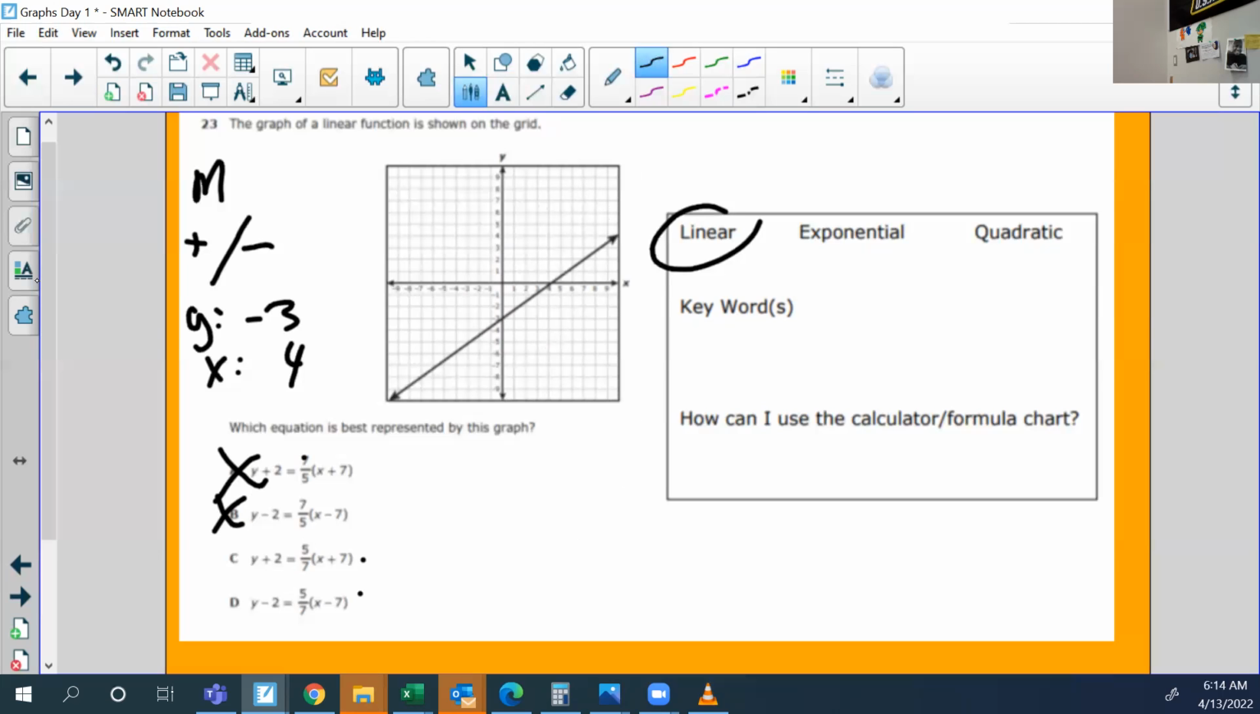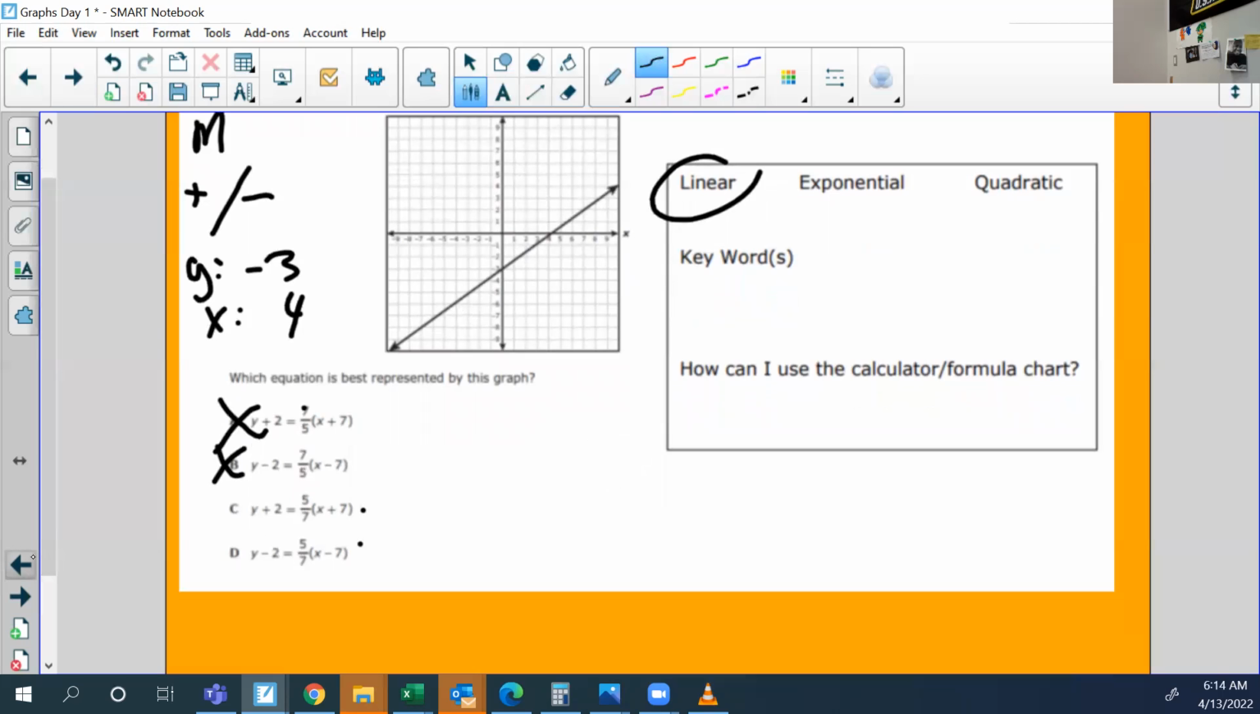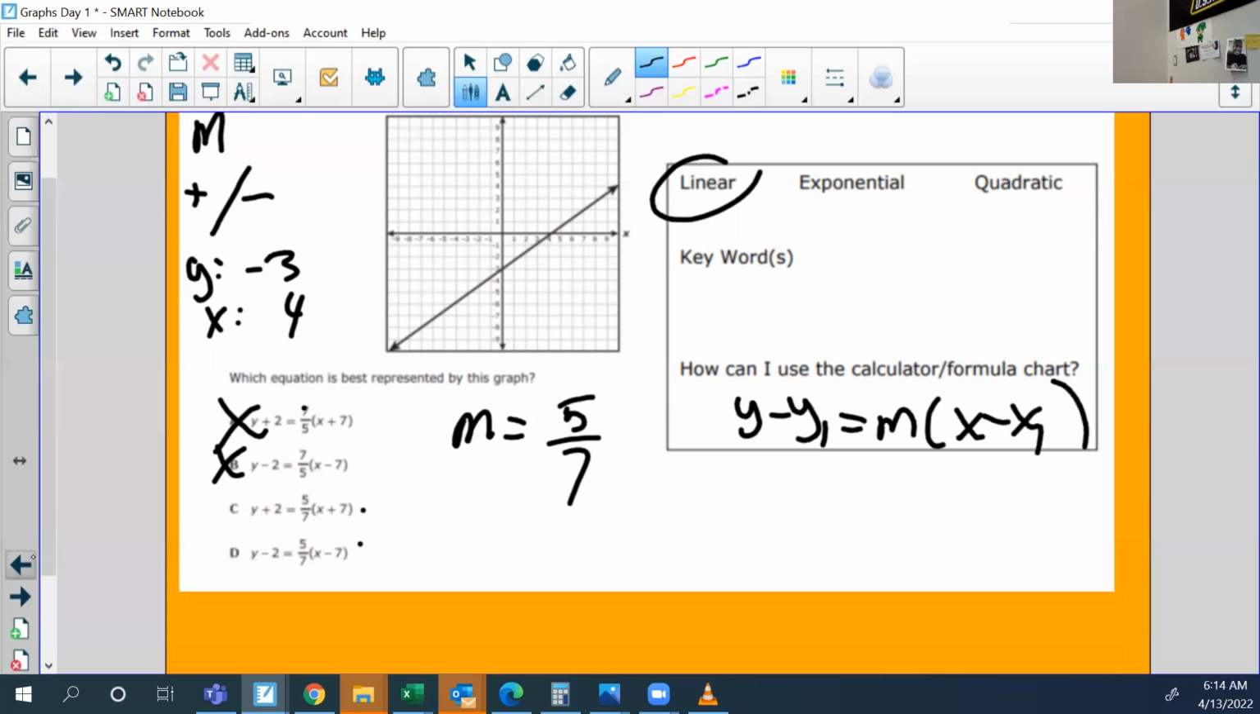So let's write the equation now. So option 2 now, I'm going to write the equation. So now I have my slope. My slope is, all right, I erased it. I need more space. My slope is 5 over 7. So I'm going to use the point slope method, which is y minus y1 is equal to m times x minus x1. So let's pick, I'm going to pick 2 points here.